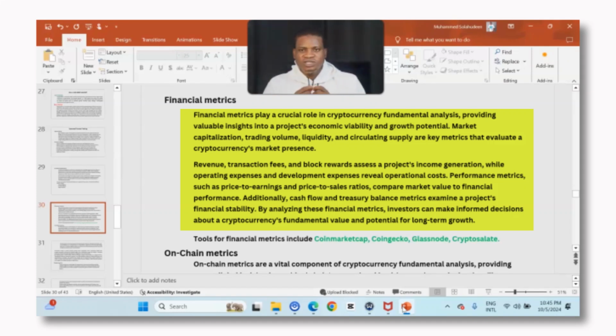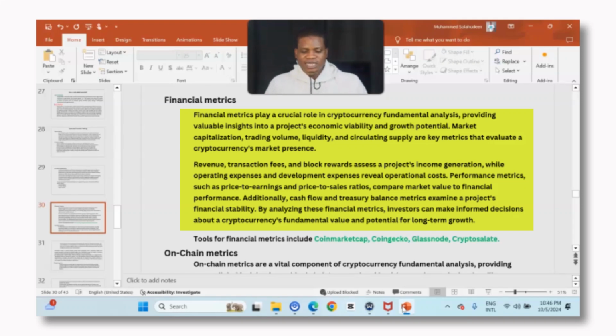Then what is the trading volume? How much is going on in the market within the past 24 hours, within the past 7 days, within the past 1 month, 3 months, and so on. That gives you an insight into the amount of people or the amount of volume going in and out of the market. Then you talk about liquidity, circulating supply, and some other key metrics that you use to evaluate the financial aspect of a particular asset.